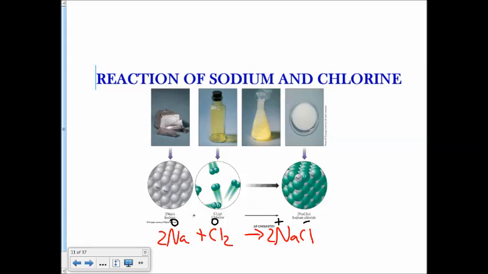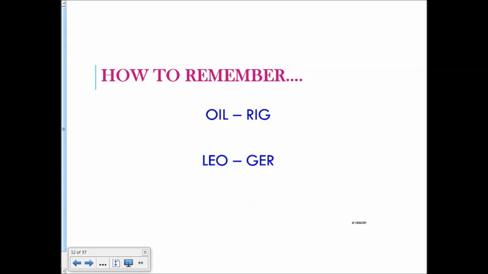So this is kind of what we're looking at. We're talking about redox, and we use 2 ways to remember. OIL RIG, that's the one I use. Oxidation is loss of electrons, and RIG is reduction is gain of electrons.